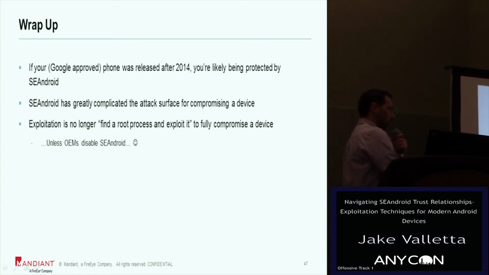The exploitation process is really no longer just find root and then exploit it, which for the longest time is what I would do. I would just do PS, grep for root, and then I would look at Unix sockets and find which ones map to each other, and then I would just fuzz that Unix socket until we figured out what it did. We can't really do that anymore, which is good. We don't want that to be the case, unless OEMs are disabling SEAndroid, which I can assure you that they are.